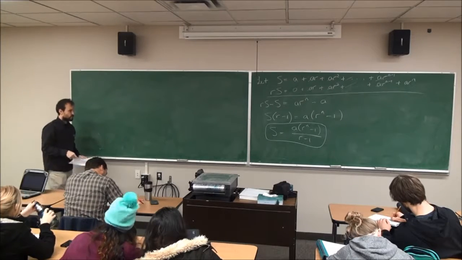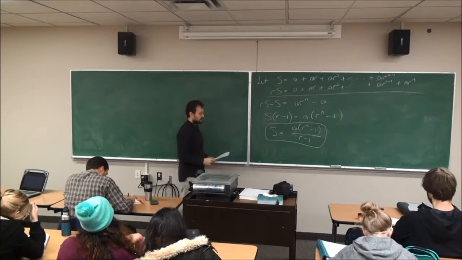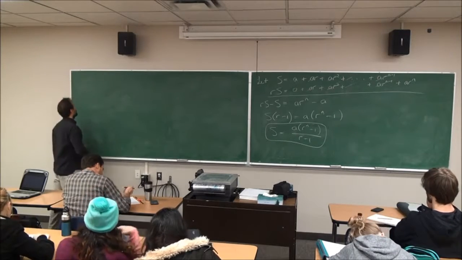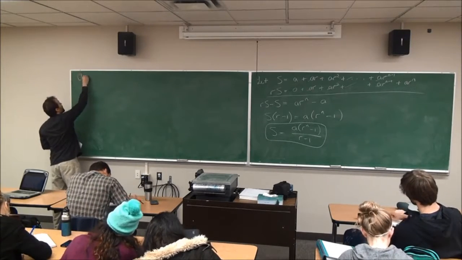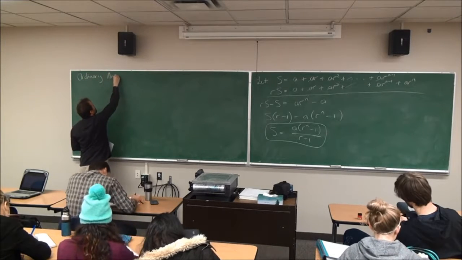All right, that's my formula. So put a box around it. I'm going to use it in a second. Now we want to talk about ordinary annuities.